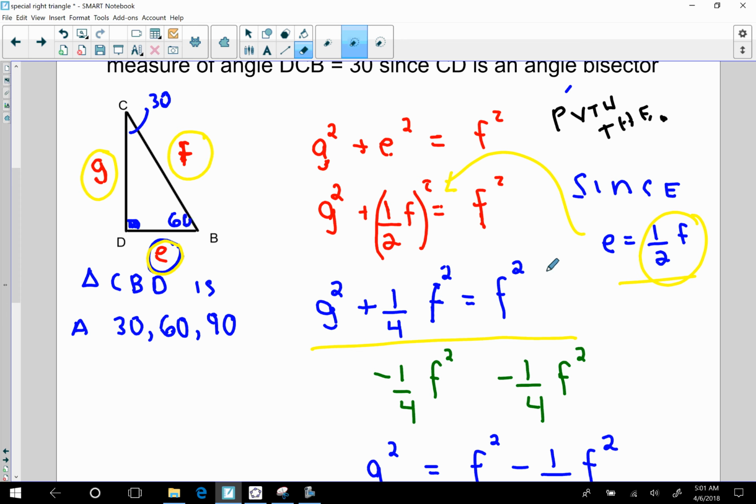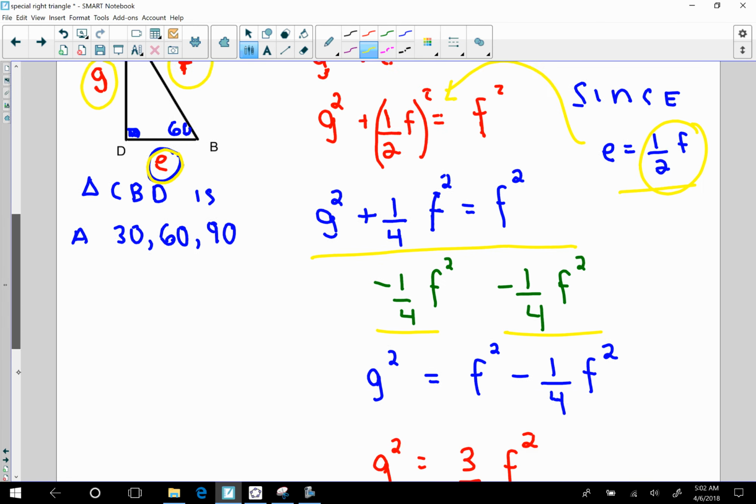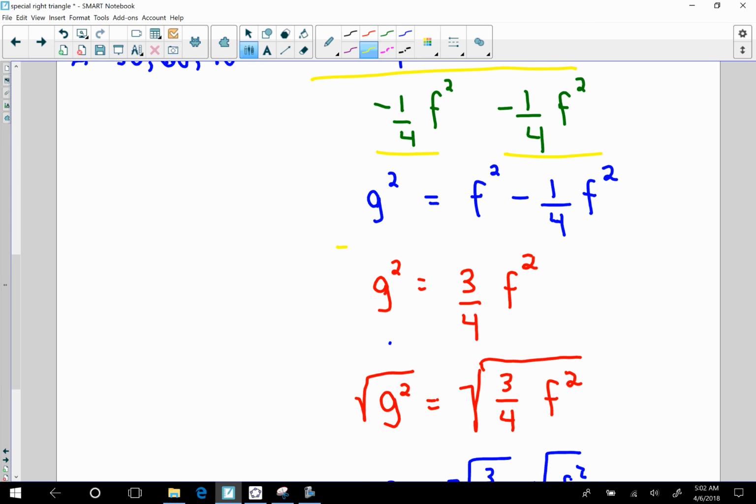Now I'm going to do some more algebra. I'm going to subtract 1/4 F squared from both sides. So 1/4 F squared minus 1/4 F squared is going to be 0. All I'm going to be left with on the left side is G squared. What am I going to be left with on the right? Well, F squared minus 1/4 F squared.